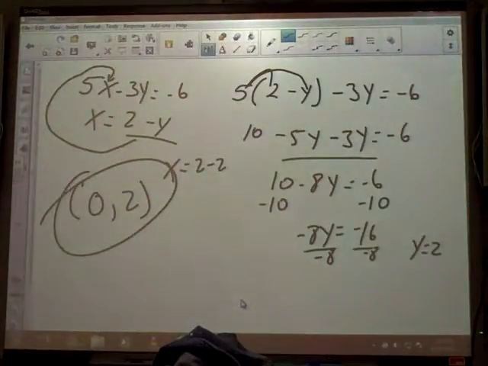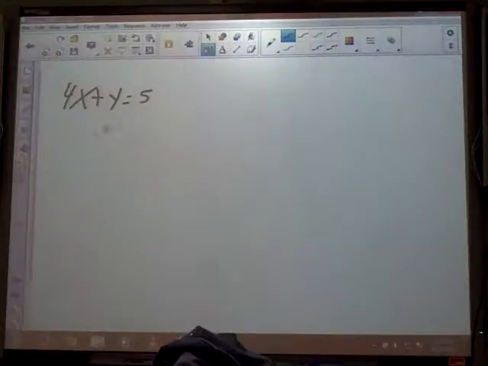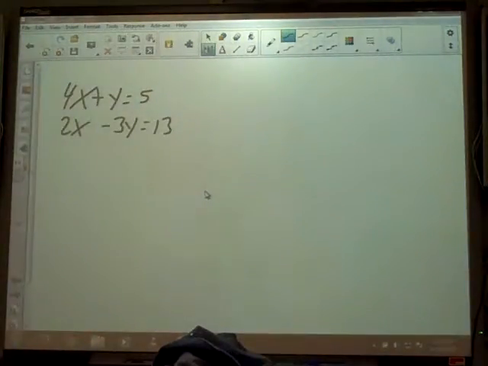Okay? Now this one I've got says 4x plus y is equal to 5, and 2x minus 3y is equal to 13. Alright, this one the directions are the same. Solve the system. We did substitution on that last one because it already had one of the letters all by itself. Does this one have an equation that has a letter all by itself?